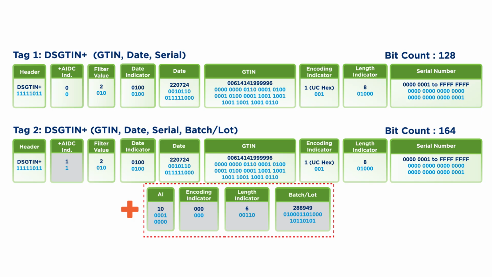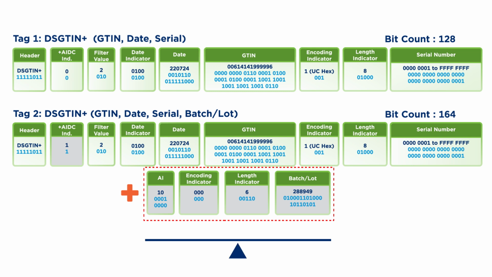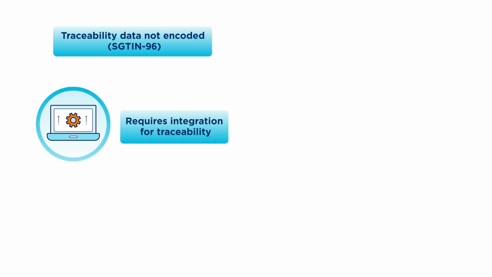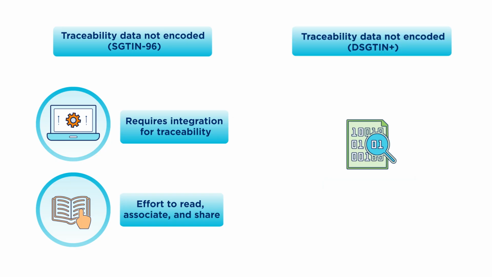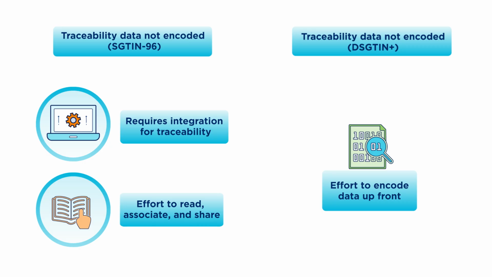At the time of recording this session, there are a large number of market-available 128-bit tags, with fewer available tags that exceed 128 bits. The business decision to append additional data requires a cost or benefit assessment of the value add of such data. Comparing the encoding approaches, we see that not encoding traceability data for perishable goods requires integration for trade partners to derive traceability data. The effort to read, associate, and share that data should be compared to the effort to encode the data up front, which is what the DSG-10+ encoding provides.